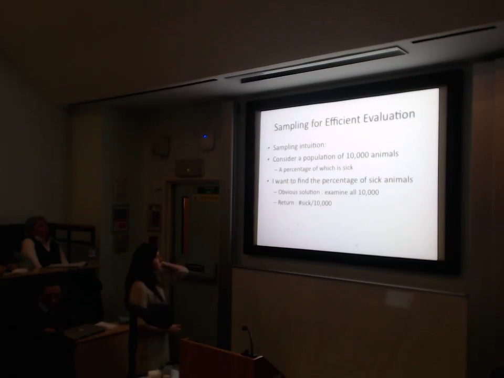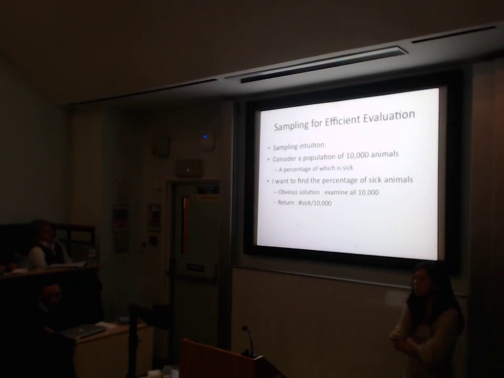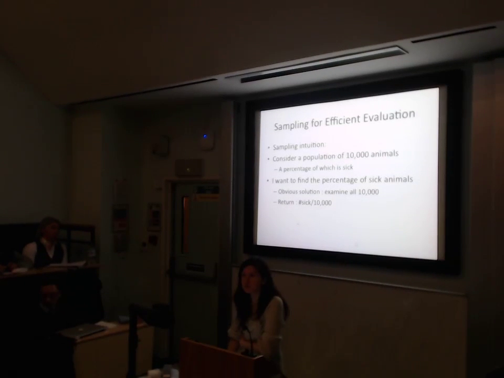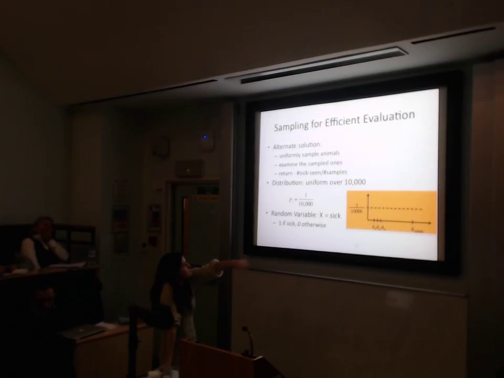But let's start again from the beginning. So let's consider a population of 1,000 animals, a percentage of which is sick. It's the same idea as this voting example that I talked about. And I want to find the percentage of sick animals. One obvious solution is to examine all 1,000 animals and return number of sick divided by 1,000. But if it is expensive to do this examination, what I can do instead is to uniformly sample these animals, examine the sampled animals, and return number of sick divided by number of sampled animals in this case. Okay?